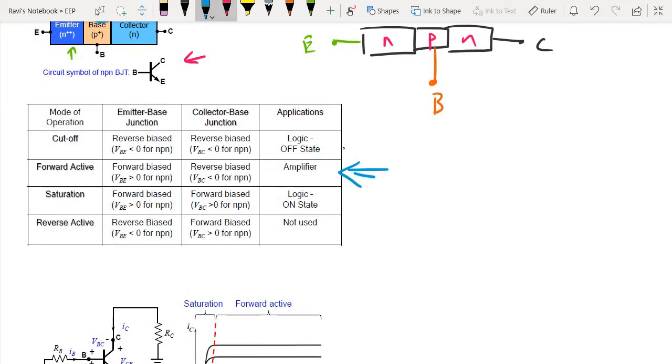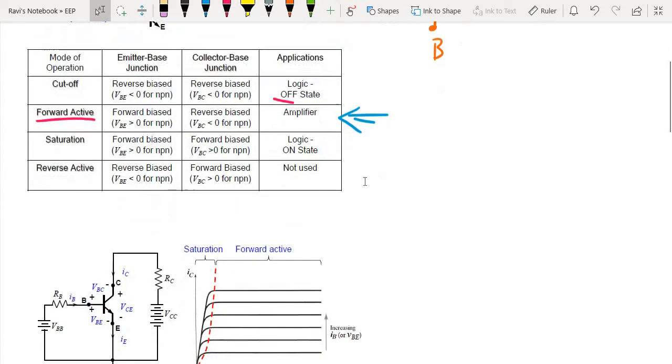In order to amplify a signal, we need to operate the transistor in the forward active region. There are four main regions. The cutoff is when it's not functional, not working, which we call the off state. The forward active region is the amplification mode of the device, where I can provide an input signal, and at the output side I get the amplified version of it. That is what we're going to be focusing on in this video.